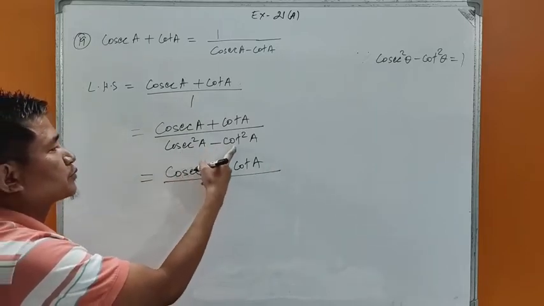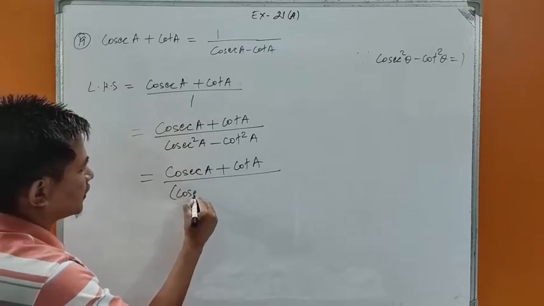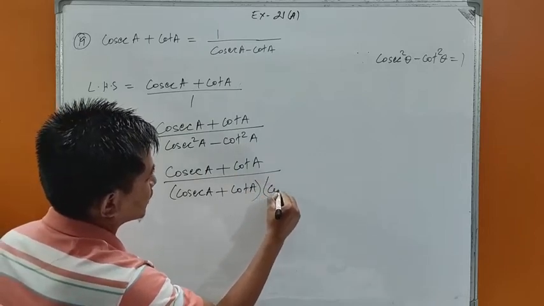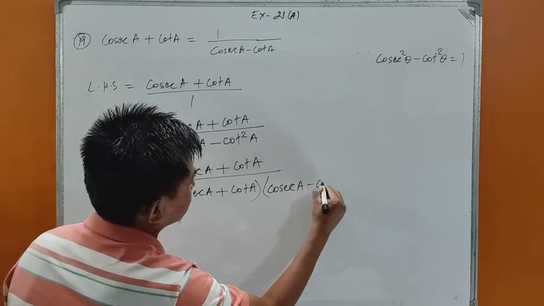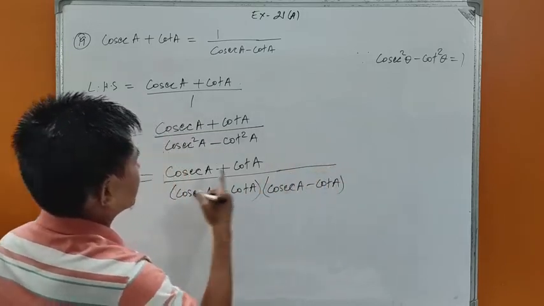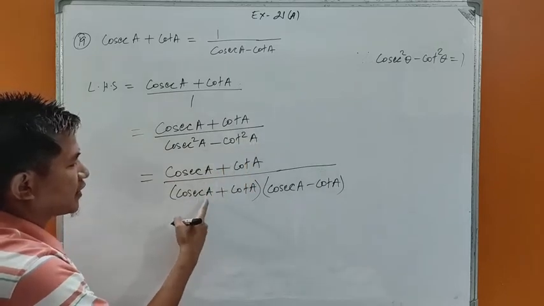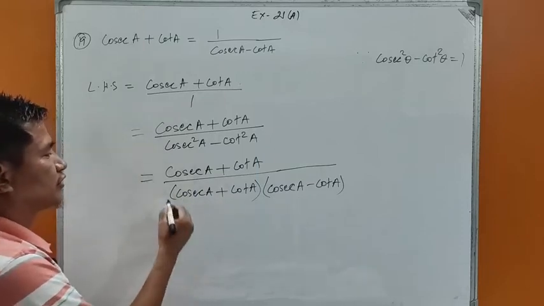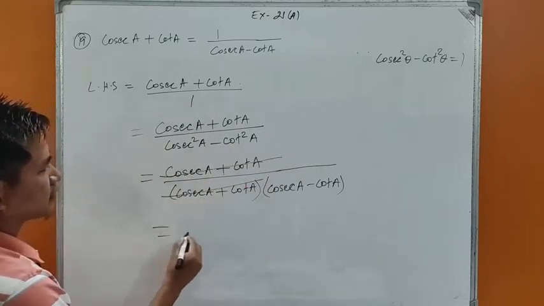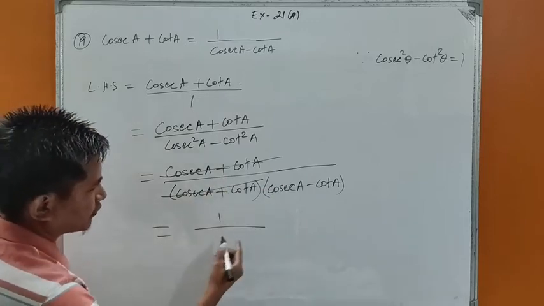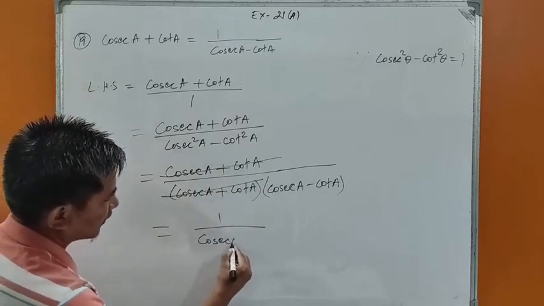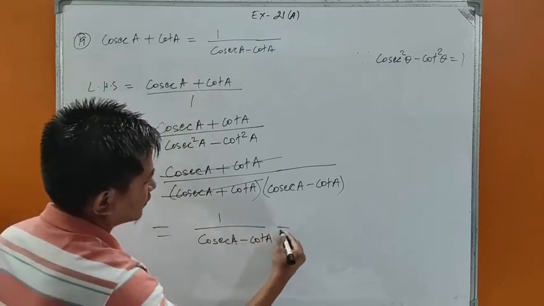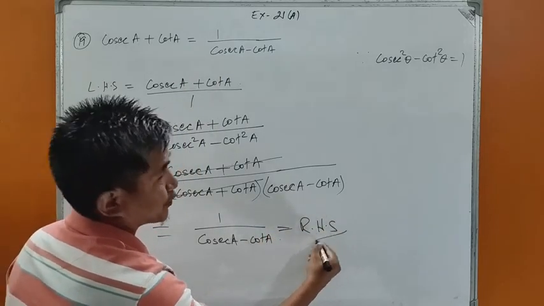A square minus B square is A plus B into A minus B. Now we have cosec A plus cot A in the numerator and cosec A plus cot A in the denominator, so let's cancel it. In the numerator we have 1, and in the denominator we have cosec A minus cot A. This is the right hand side. Hence proved.